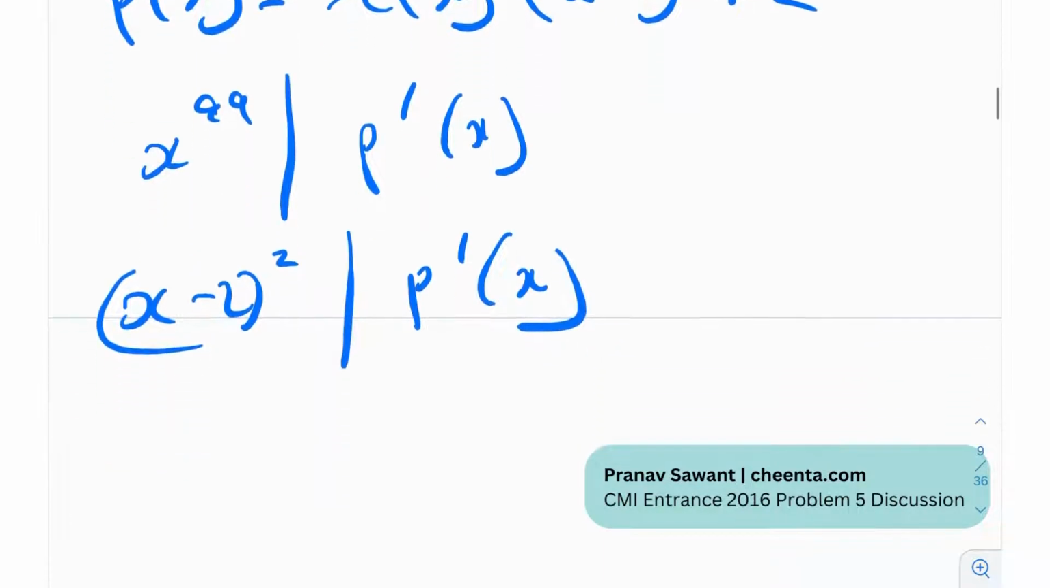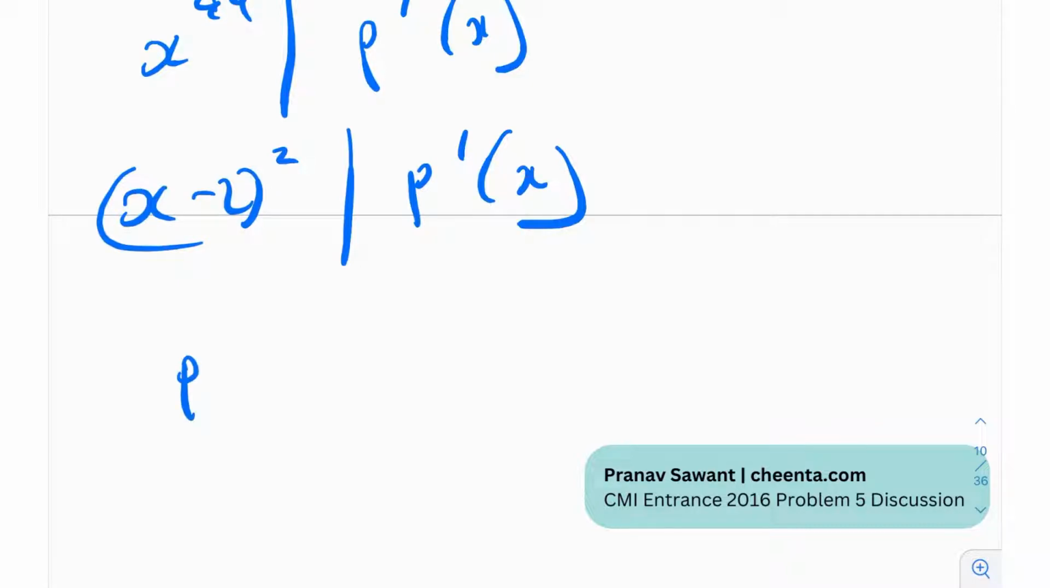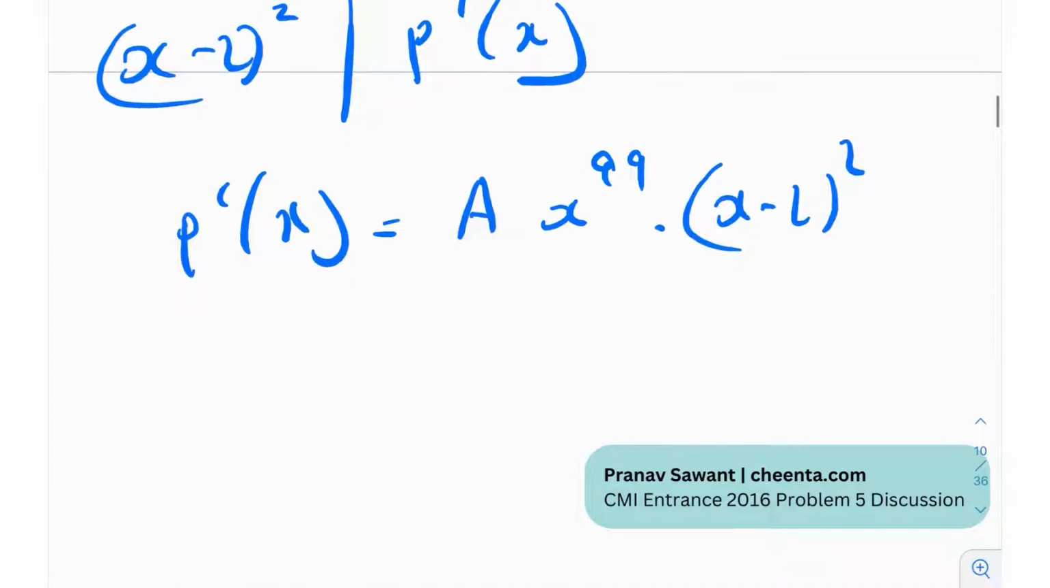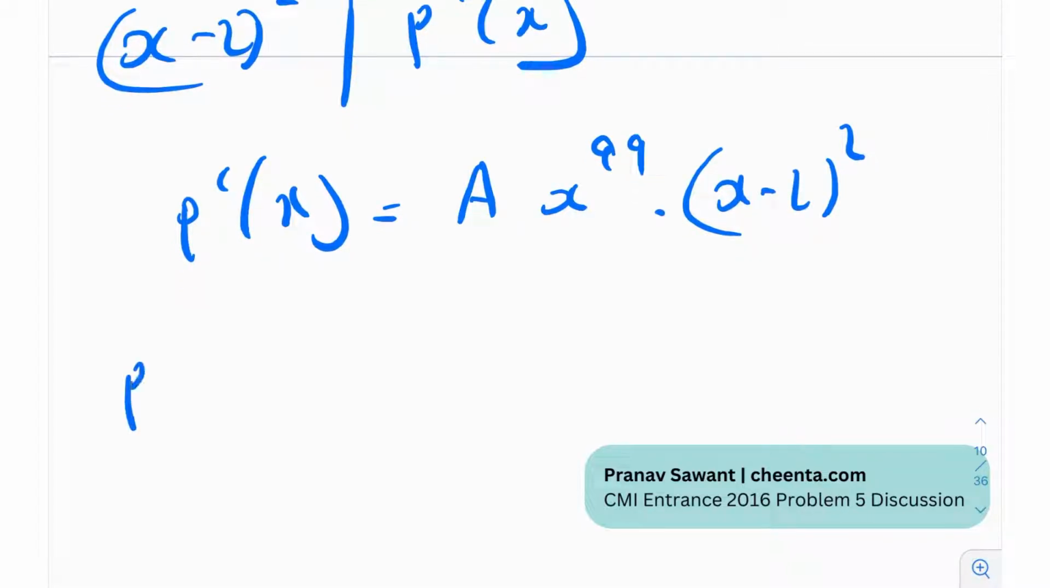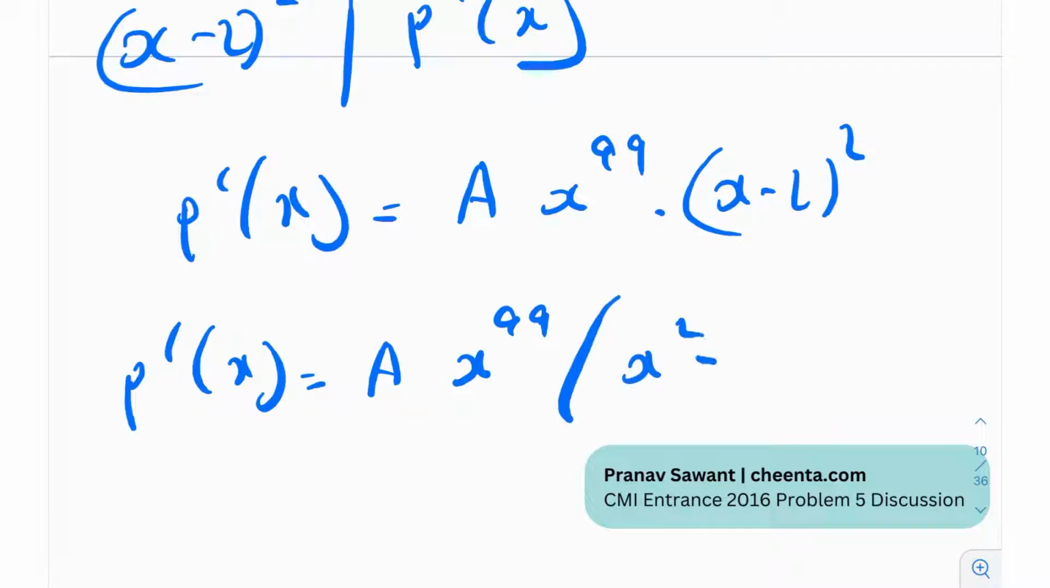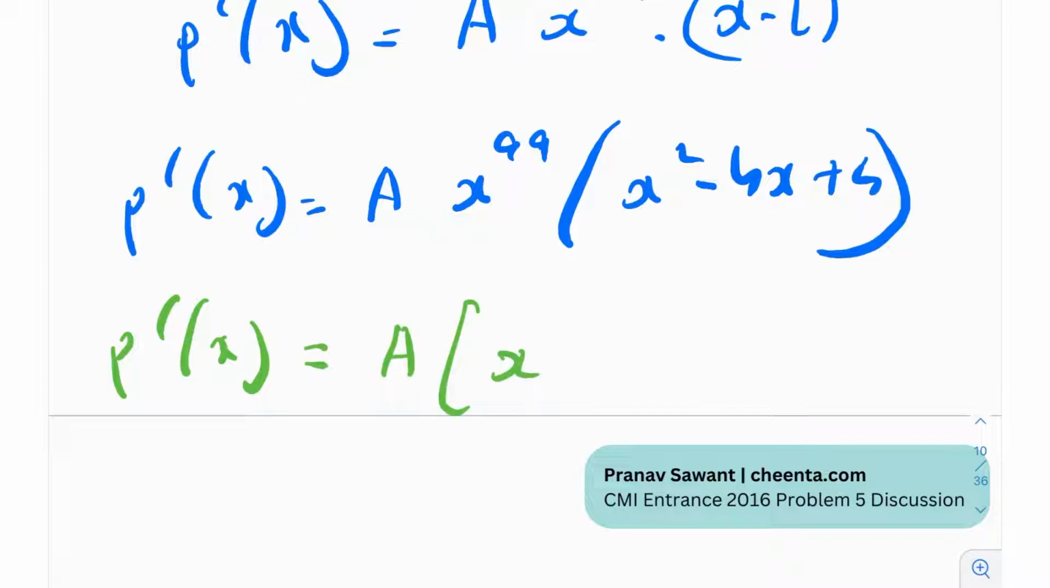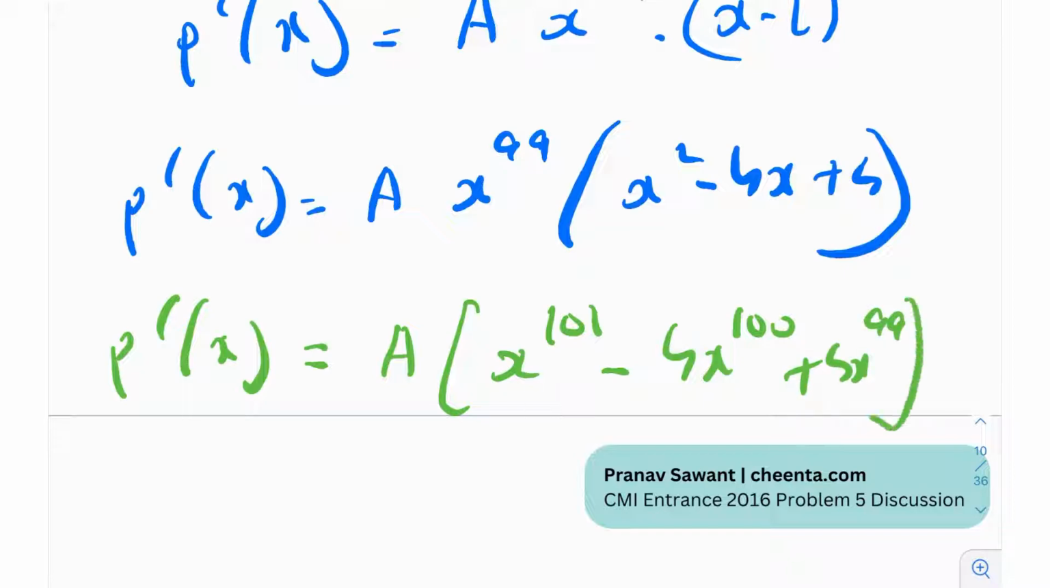So now what can we conclude from here? I can conclude that p prime of x will be nothing but a times x to the power 99 times (x minus 2) whole square. Right, and that's great because now it's actually solvable. So I can write p prime x as a times x to the power 99 times (x square minus 4x plus 4). And let me proceed with a little bit of simplification. P prime x is a times (x to the power 101 minus 4x to the power 100 plus 4x to the power 99).